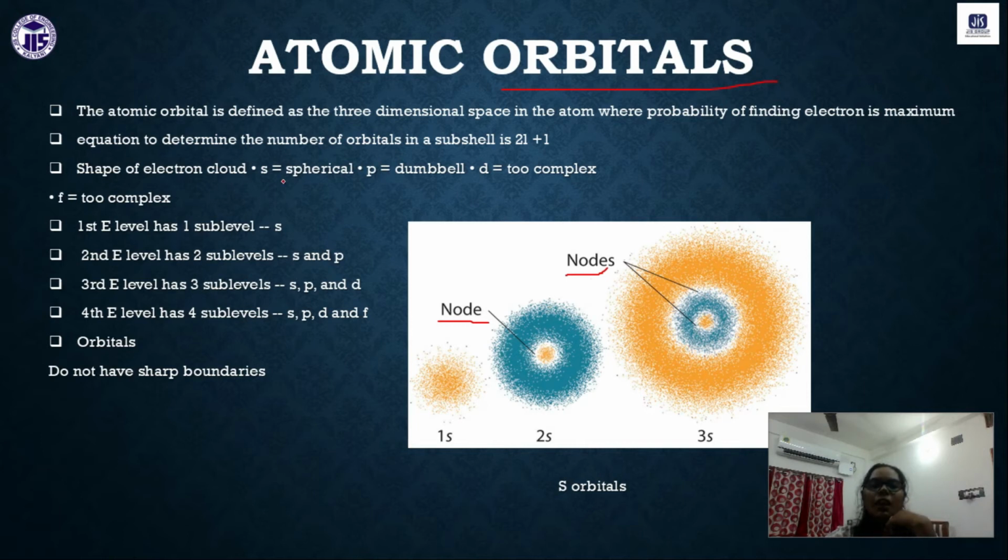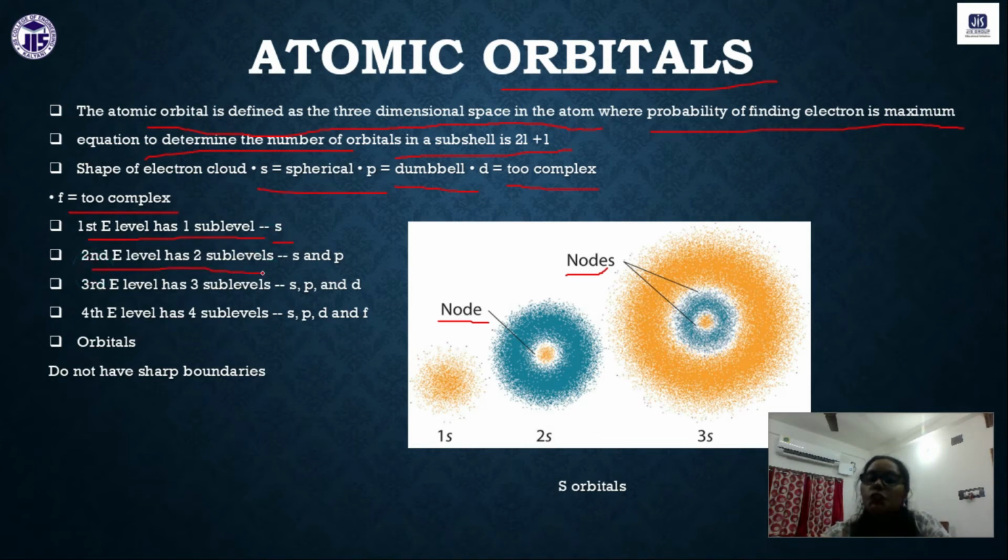Okay, the atomic orbital is defined as the three-dimensional space in the atom where the probability of finding an electron is maximum, as I told you. The equation to determine the number of orbitals in a subshell is 2l plus 1. Already you know that. Some of the shapes are given: s orbital is spherical, p orbital is dumbbell shaped, d orbitals are very complex, and f orbitals are also very complex. So the first energy level has the first sublevel, that is s.